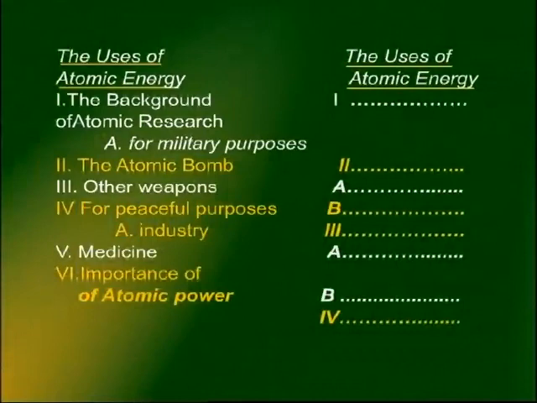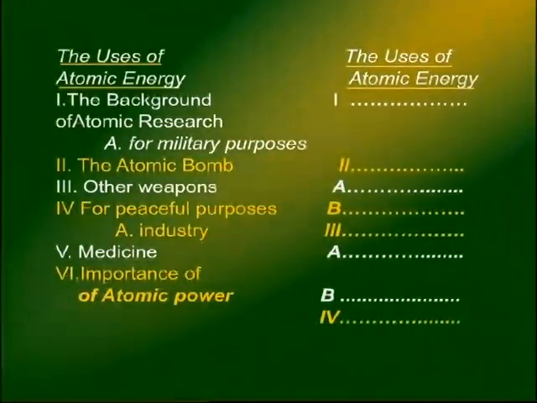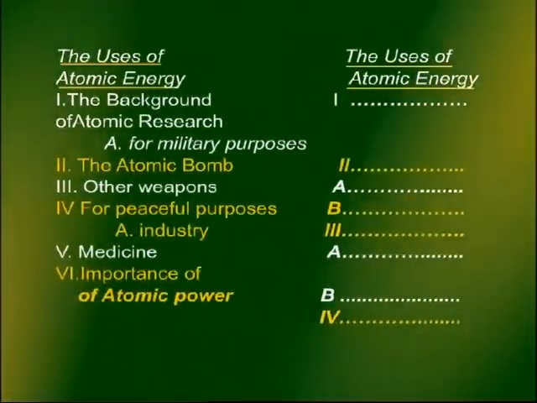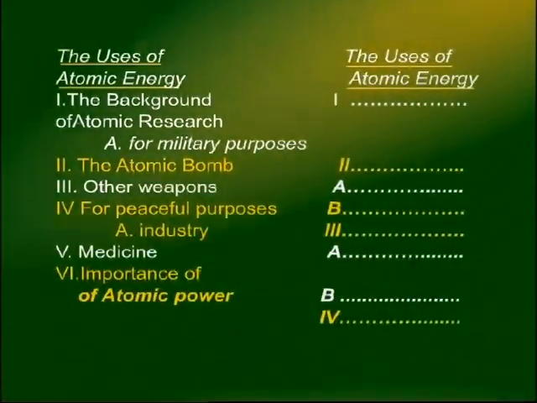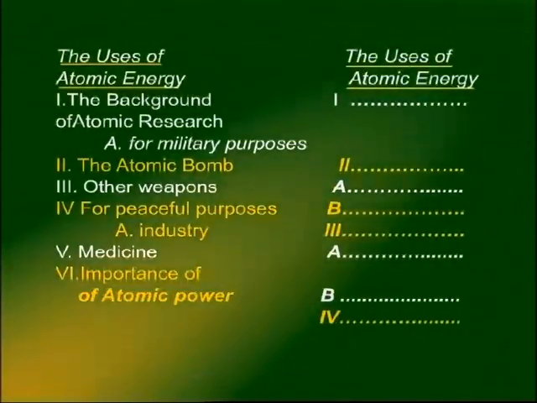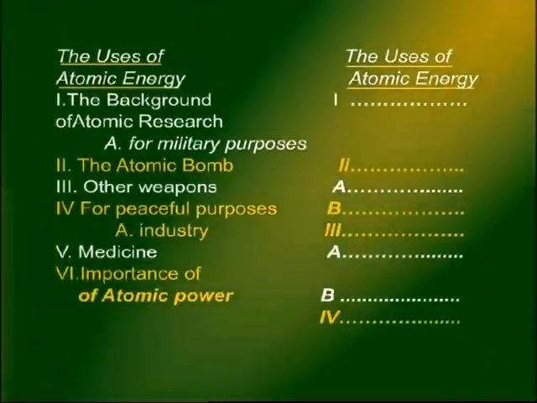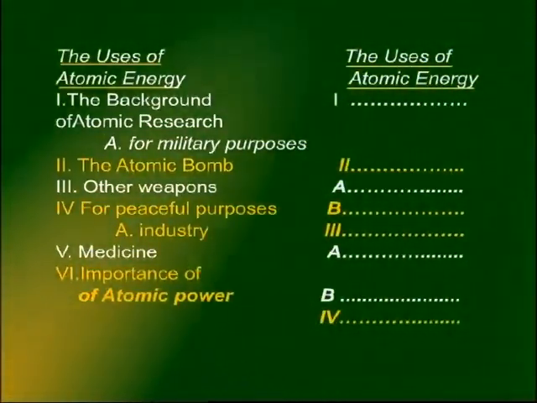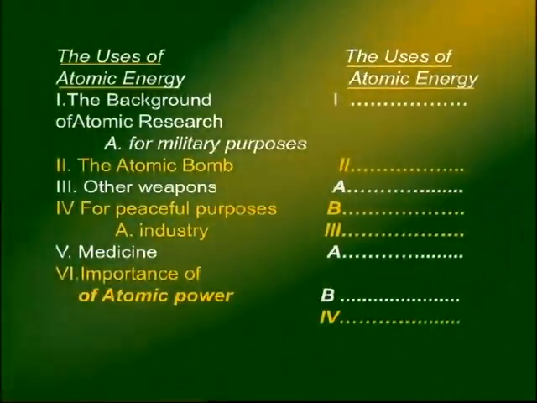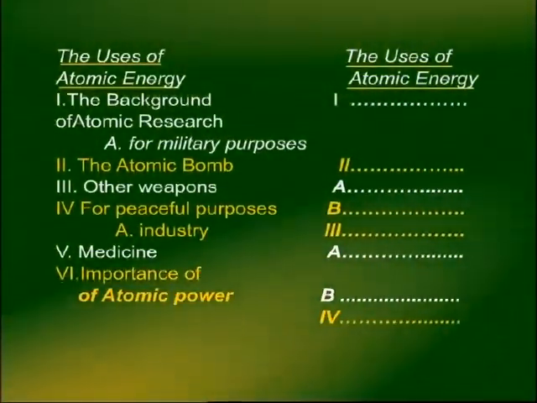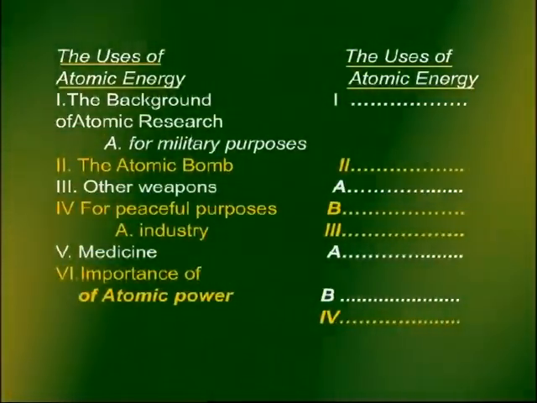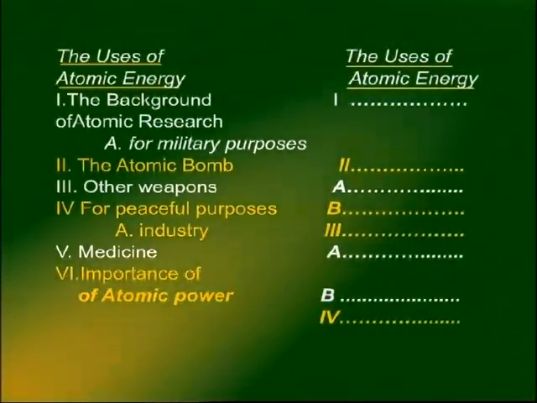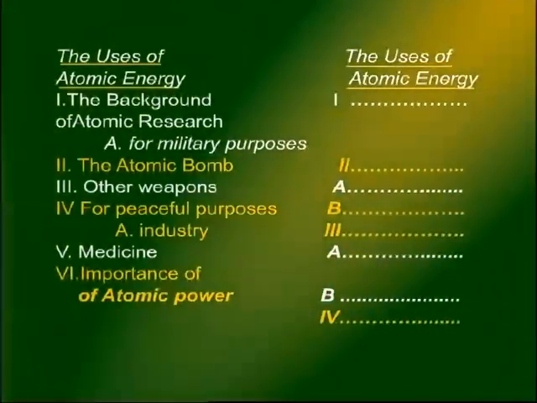Now over there, if you've got A, then you better have B as well, right? Otherwise don't have it. Number 2 is the atomic bomb. Number 3, other weapons. Number 4, for peaceful purposes. A, industry. 5, medicine. Number 6, importance of atomic power. If you look at the outline given on the left hand side, you will notice in one glance that it is not very clear. It is not written the way I have been telling you that it should be written.